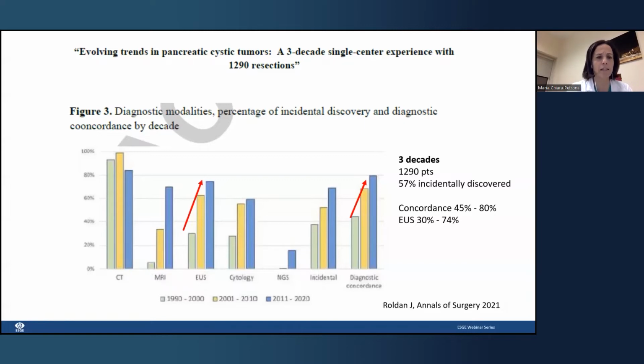I mean, in the beginning, CT scan was almost universal, but then there was a progression in the use of endoscopic ultrasound in the last decade, associated with cytology and NGS. Of course, progress in correctly identifying cysts that required resection has been made. However, in this series, 10% of patients again underwent surgery for benign lesions. So there is still a need to improve risk stratification of patients.